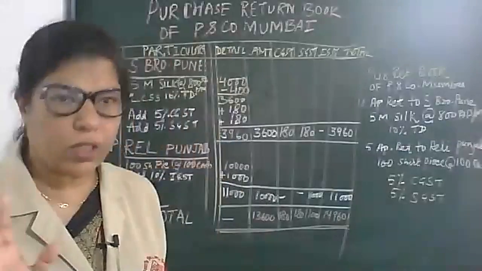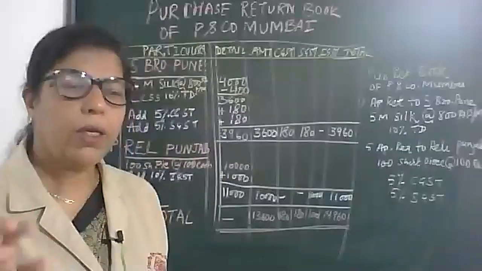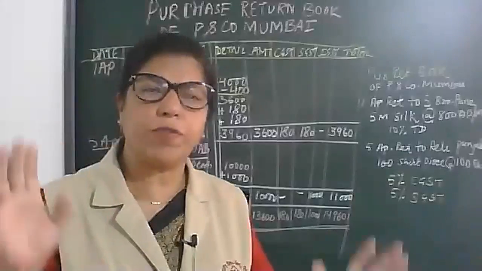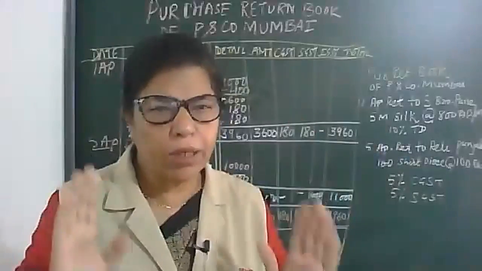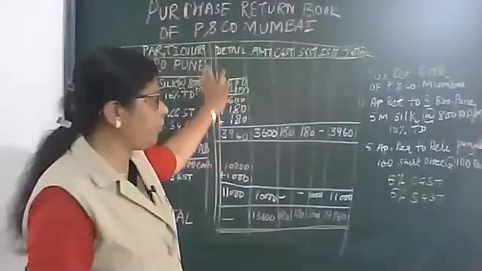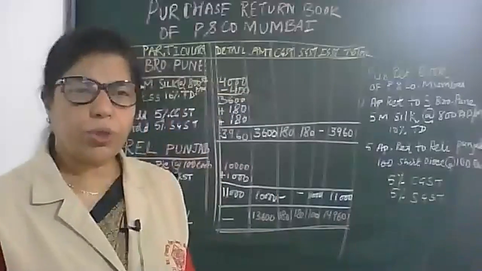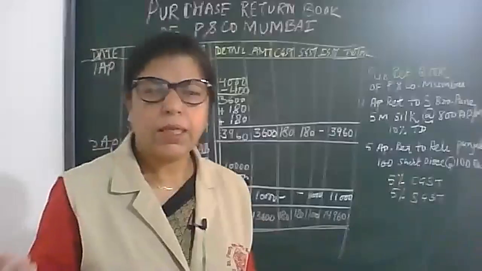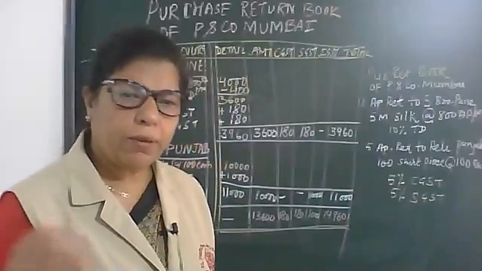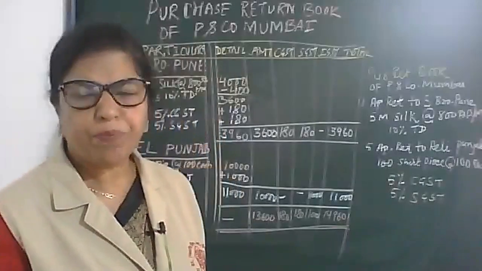But it is not necessary that only 1 or 2 transactions are there. It depends on the size of the organization and the number of transactions. If the number of transactions is more, they have to enter frequently. Then at the end, they will total it. Maybe at the end of the week, month, or 15 days. It depends on the organization's policy.